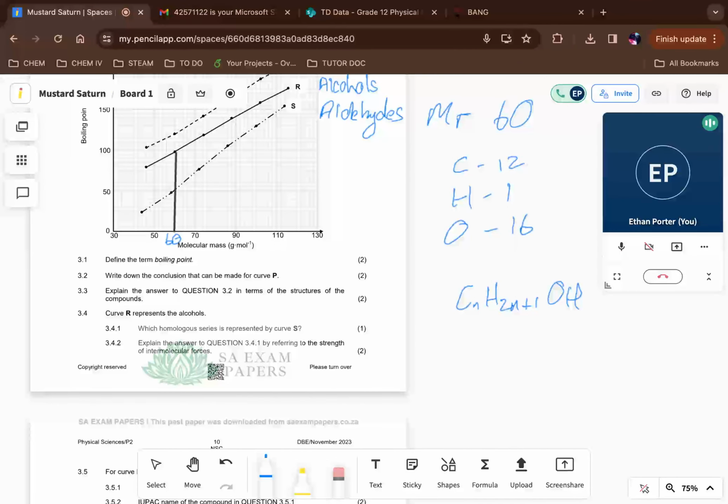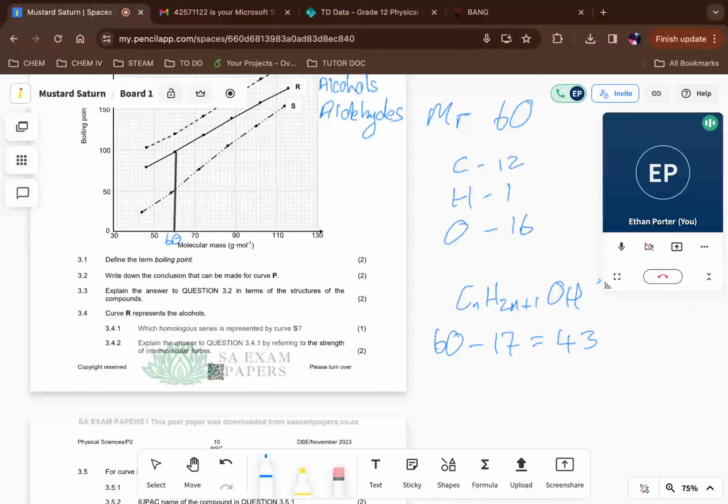But what you can do as well is just say, okay, either way we're always gonna have an OH group that's 17. So let's subtract 17 from 60. So 60 minus 17 is gonna give us 43. So we're left with 43.